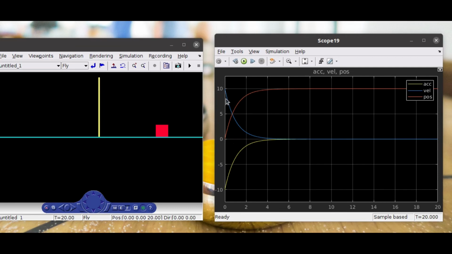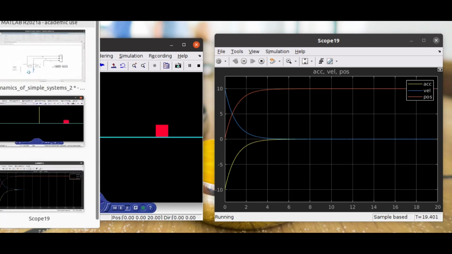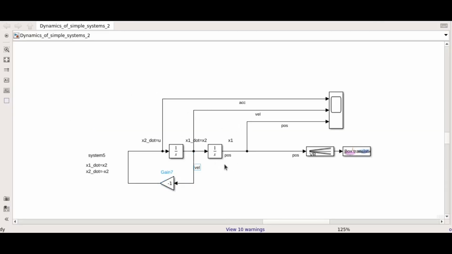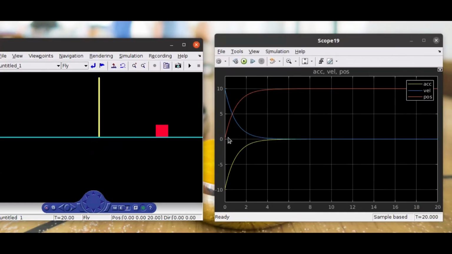So if you see the body in the VR simulation, the body starts at the origin when it has a velocity of 10 units. The force is acting on the body and it stops the body, but while doing so, the position changes. As the position is the integral of velocity, until and unless the velocity becomes 0, the position value keeps on increasing, and the position value settles at the final value of that integration.